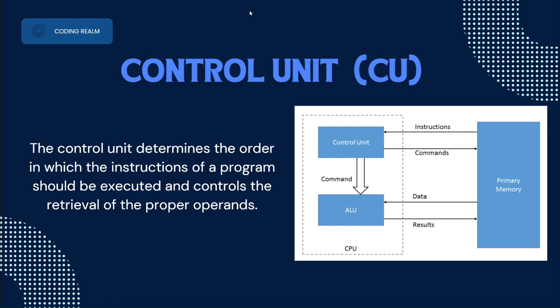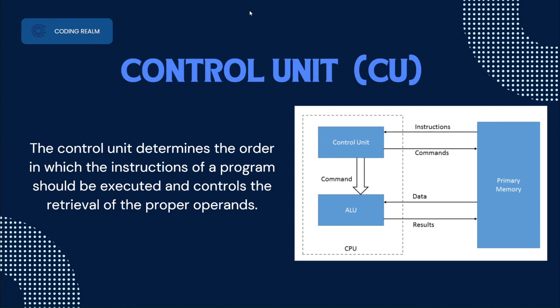Now the control unit, or CU. The control unit determines the order in which the instructions of a program should be executed and controls the retrieval of the proper operands. It governs the flow of information through the system by issuing control signals to different components. The control unit is a component of a computer responsible for the sequencing of operations. The CU is in charge of reading instructions from the currently executing program and transmitting these instructions to other computer components.